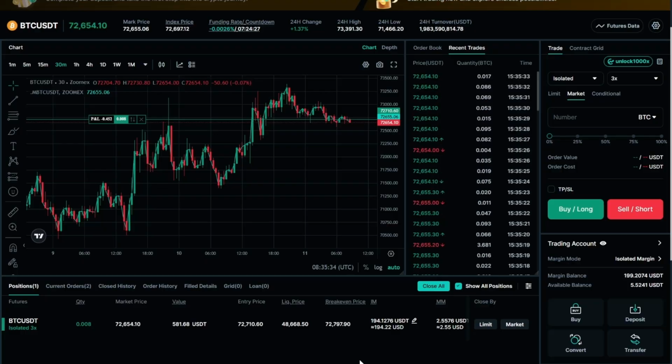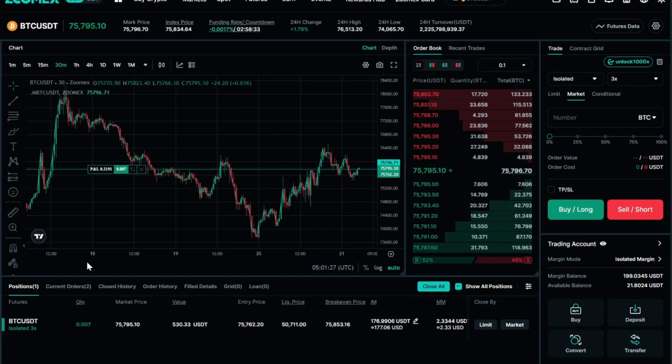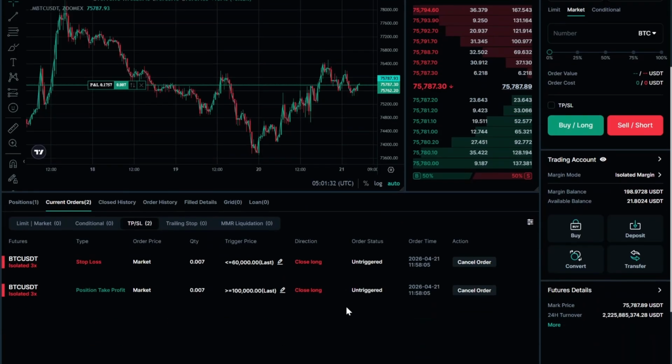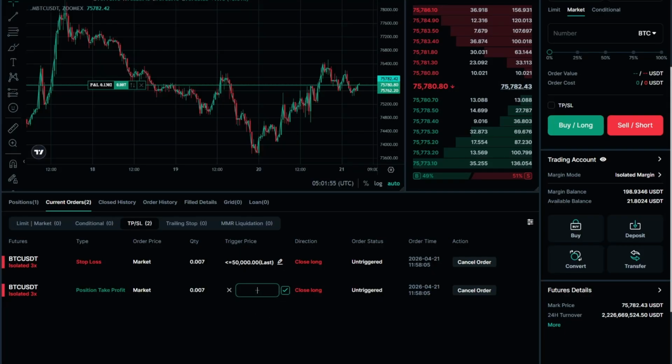Now, while the trade is open, you're not locked in. You can always make changes. You can add more to your position or decrease your position / take profits. And you could adjust your take profit and stop loss positions under current orders and take profit and stop loss. Here you can change the trigger price. So let's say you want to change your stop loss to 50,000, you can. You could also change your take profit to another price, 95,000.